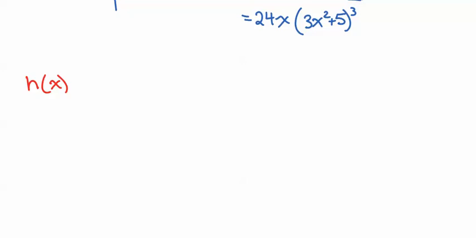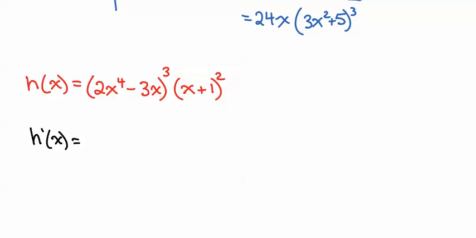So the chain rule can be kind of crazy, so let's do a crazy example. h of x equals, say you had 2x to the power of 4 minus 3x, and all of that is to the power of 3, and then that's times x plus 1, I don't know, squared. So that's crazy. You have a product rule and a chain rule within the product rule. So you have a whole bunch of stuff going on at once. If you're going to find the derivative of that, we want to follow the product rule format and then use the chain rule within the product rule. Pretend this is your first function and this is your second function, and then within those functions you have more functions.